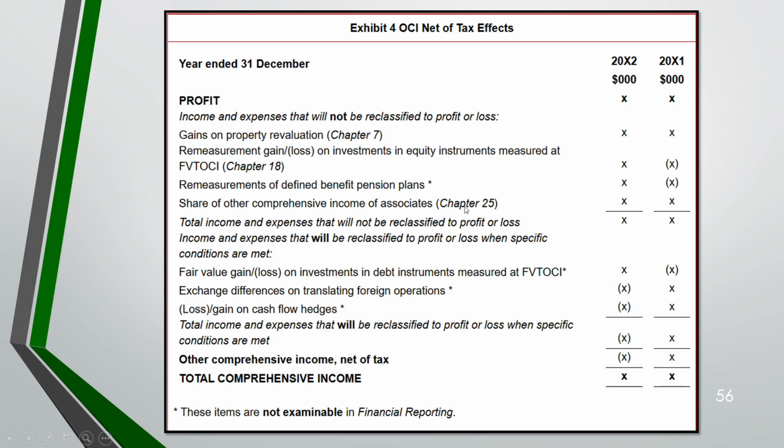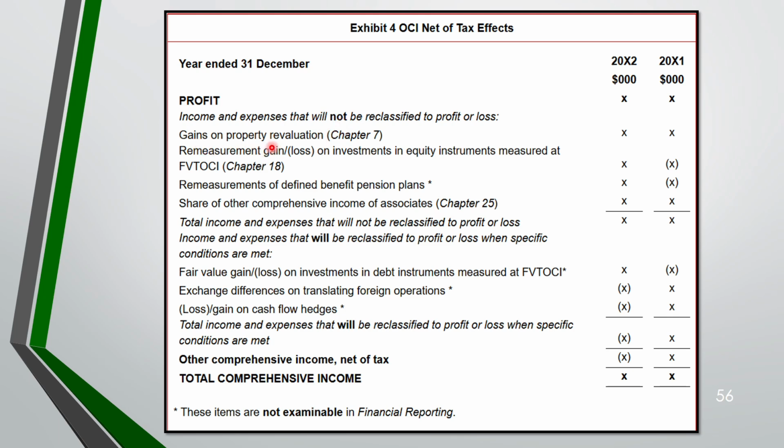That is the first one, net of tax. This is how it will be there. So let us go one by one. Here also we have comparative, then we have year end, and it all starts with the profit which you have calculated from your profit and loss. We extend that. Then this is the heading you have to write: income and expenses that will not be reclassified to profit and loss. And here you see income and expenses that will be reclassified to profit and loss. So first we'll finish the items not reclassified because this is asked in FR.